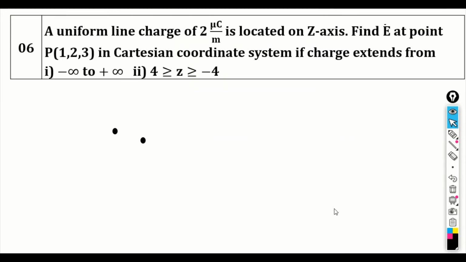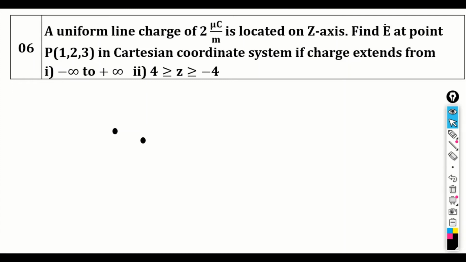Next problem: a uniform line charge of 2 microcoulomb per meter. What is given to us? The line charge density is located on the z-axis, meaning this line charge is located along the z-axis. Find the electric field intensity at point P (1, 2, 3) in the Cartesian coordinate system if the charge extends in two cases. I am supposed to calculate for an infinite line charge distribution and a finite line charge distribution.